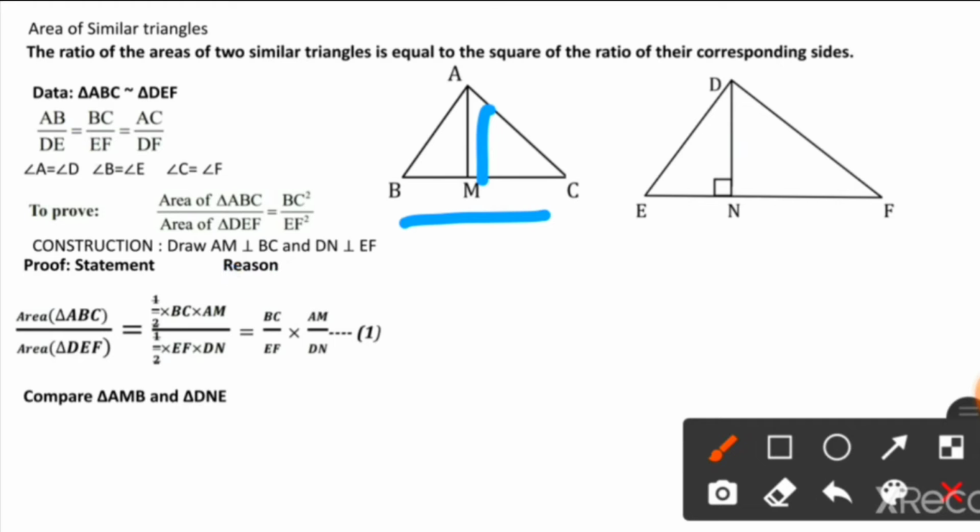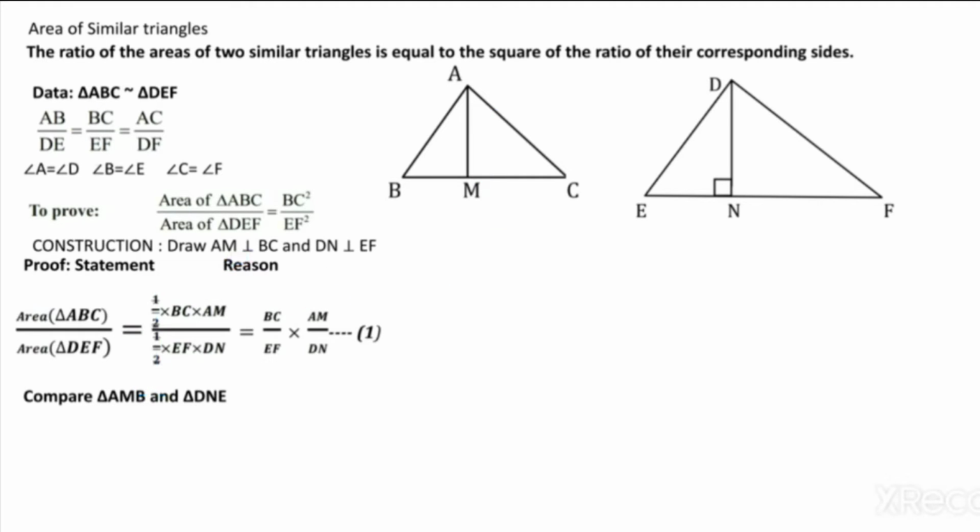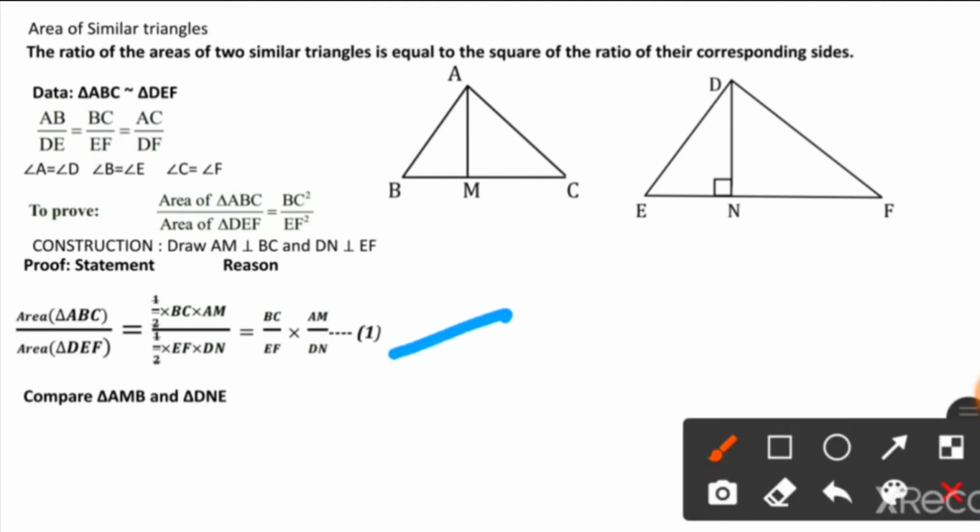So here half of get cancelled. What are we left with? BC by EF and AM by DN. So I am going to call this equation number one.